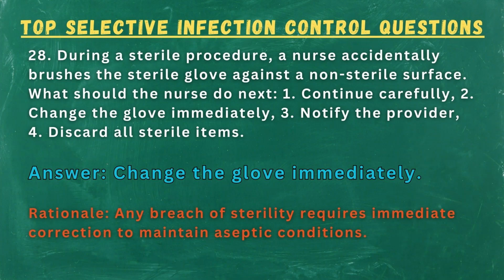28. During a sterile procedure, a nurse accidentally brushes the sterile glove against a non-sterile surface. What should the nurse do next? 1. Continue carefully. 2. Change the glove immediately. 3. Notify the provider. 4. Discard all sterile items. Answer: change the glove immediately. Rationale: any breach of sterility requires immediate correction to maintain aseptic conditions.